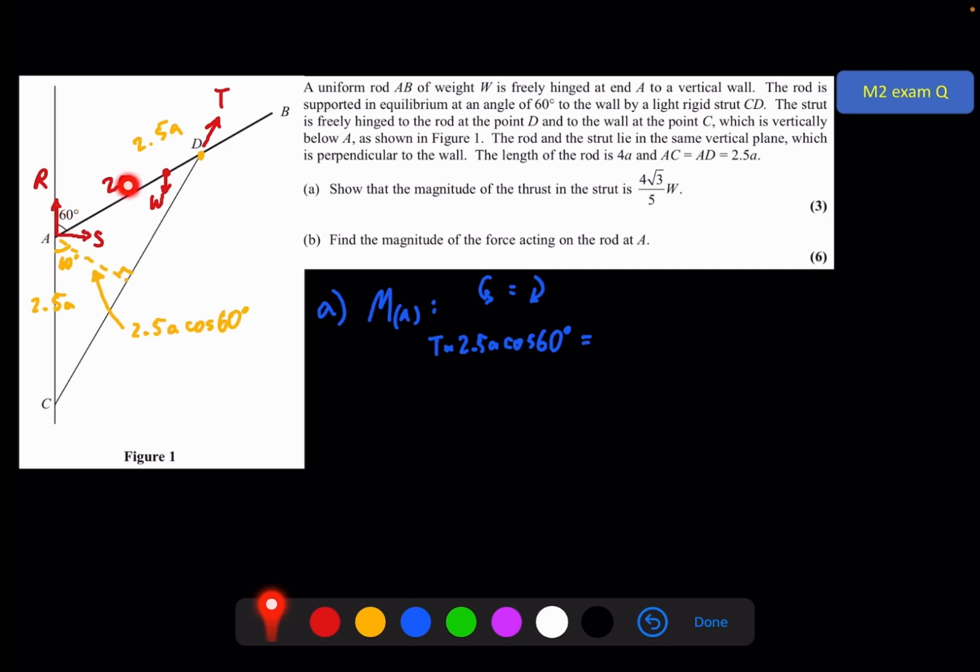And again, it's not this distance, we want the perpendicular distance, so following the line of action and extending this out here, we find that this distance here is 2A sine of 60 degrees. So that's W times 2A sine of 60. The A's cancel, so if we divide through, we get T is equal to W times 2 sine 60 over 2.5 cosine 60. We just want a numerical answer for that. So if I put it on my calculator, we do indeed get 4 root 3 over 5.